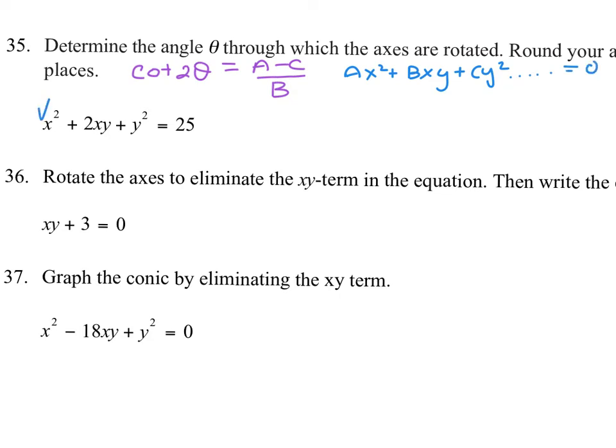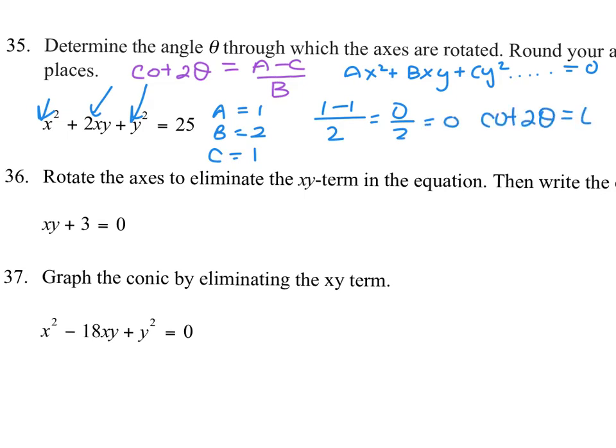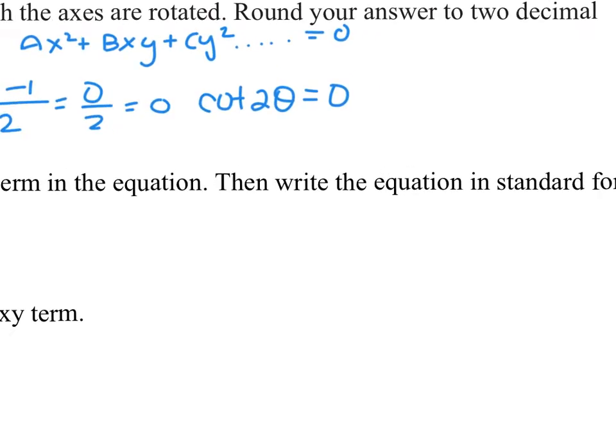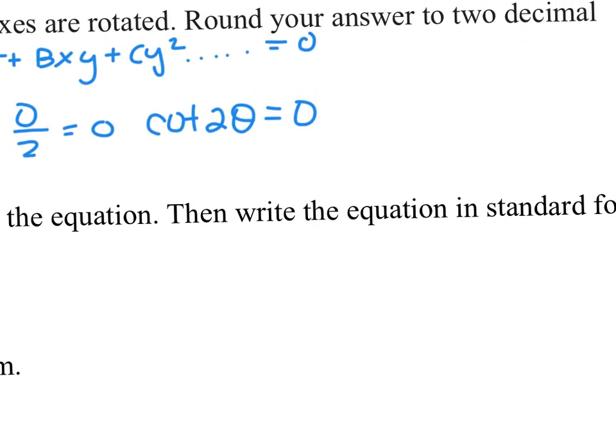So a is what's in front of the x squared. In this case, a is 1. b is what's in front of the xy. b is 2. And c is what's in front of the y squared. In this case, it's 1. 1 minus 1 over 2 is 0 over 2, which is 0. So the cotangent of 2 theta equals 0. So what we need to figure out is where, if the cotangent is 0, then the tangent would be undefined.